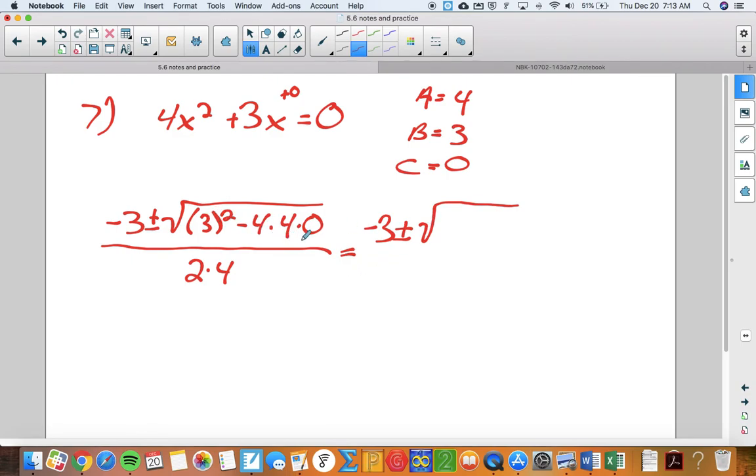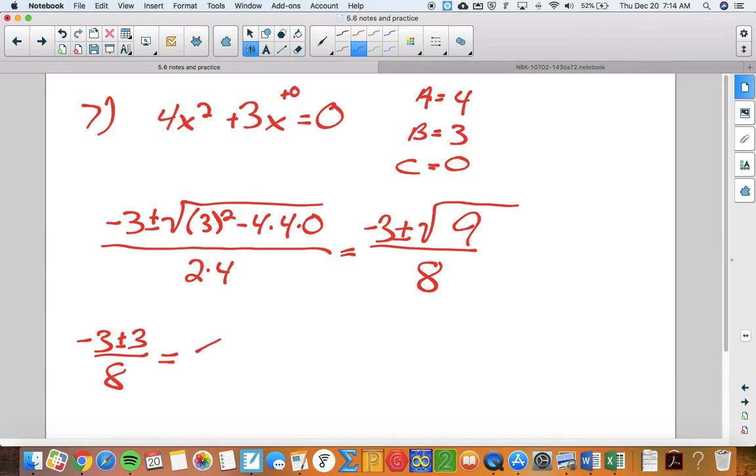So let's simplify this. The funny thing about this is -4 times 4 is -16, but then anything times 0 is 0. So this stuff right here is essentially wiped out. So all I have is the square root of b squared. So the square root of 9, which goes back to 3 in a second here. So we get -3 plus or minus 3 over 8.